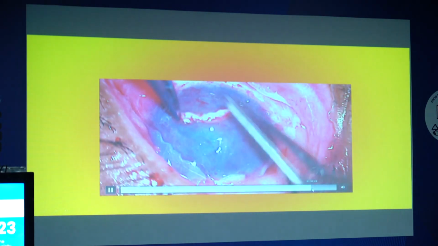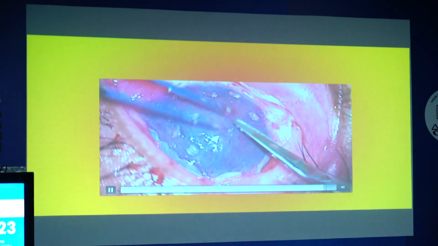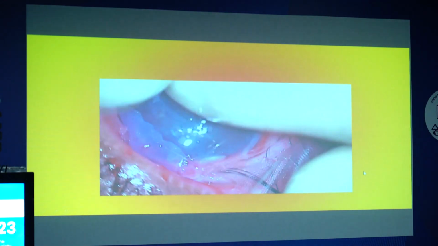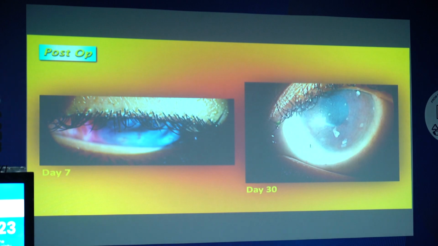Auto slit has been taken, placed over there and secured with fibrin glue. This is a kit, so we have done the booster. So these are the immediate post-op and post-op after 30 days. And we have started the amblyopia therapy and the patient developed the vision 6 by 18.